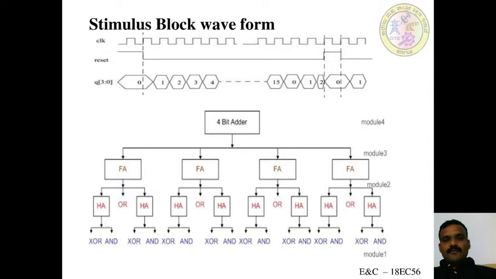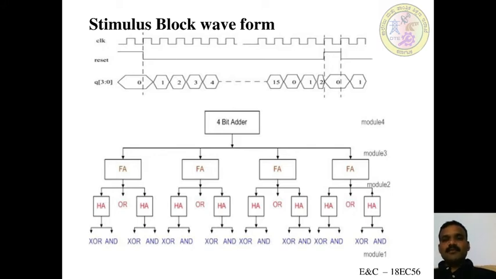In the 4-bit adder, this is what we call module 4. In the 4-bit adder, there are 4 full adders, which we call module 3, and there are 2 half adders and the OR gate. The 2 half adders we call module 2, and there are an XOR and AND gate, which we call module 1. So this is the 4-bit adder.